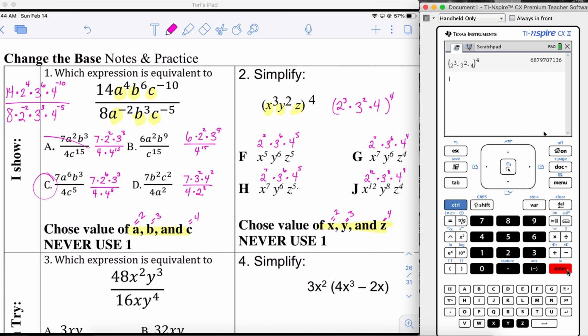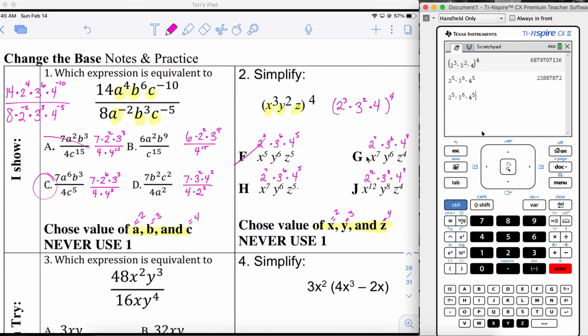I don't care what the answer is. I just care who matches up to him. All right? All right, let's check F. So I'm going 2 raised to the 5, arrow over, multiplied 3 raised to the 6, arrow over, multiplied by 4 raised to the 5th. If it's not the same number, then I don't care because he's not the answer. All right, it's not F. I can use copy and paste on these because all the 2, 3, 4s are the same. I'm just changing the exponents. So up, up, enter to copy it.